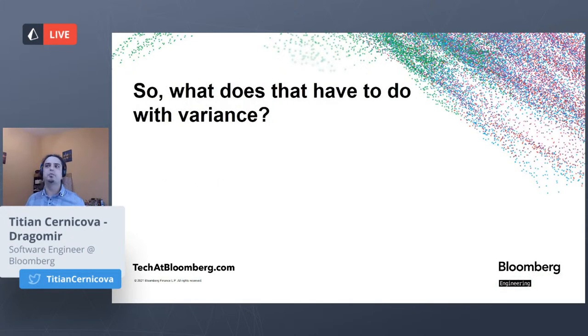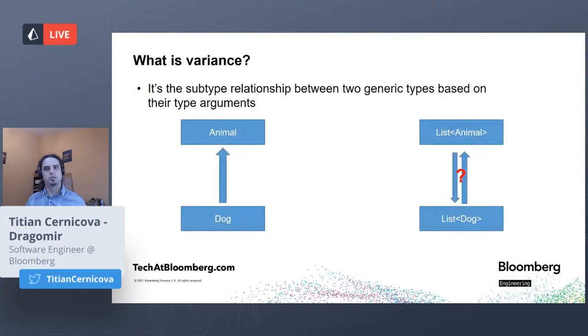So what does this have to do with variance? Well, at its core, variance is a way to gain insight into a subtyping relationship. Basically, if we have a generic type, let's call it list, and this type has a type parameter, and we instantiate this type with two other types that we know are related, the question becomes, are the lists of those two types related in any way? For example, if we have a dog, which is a subtype of animal, and we instantiate list with animal and list with dog, are those two types related in any way? And the answer is that they can be. And the ways that they're related gives us the variance of that type parameter.